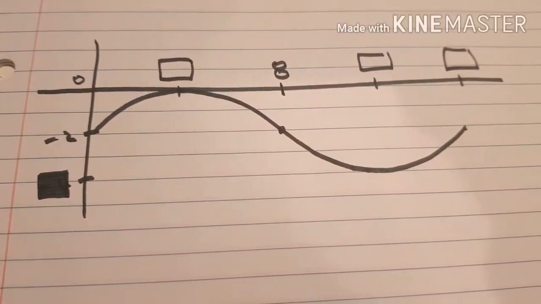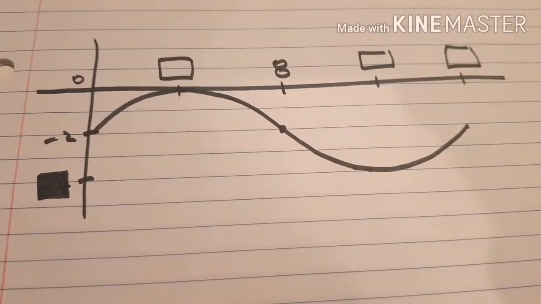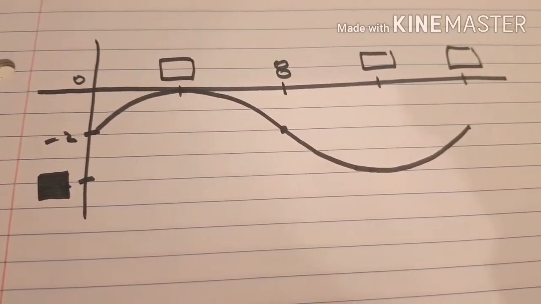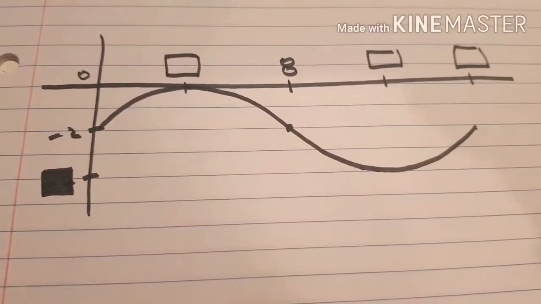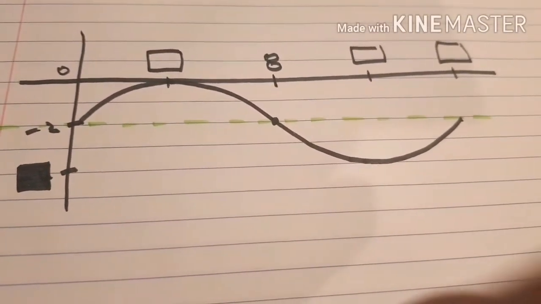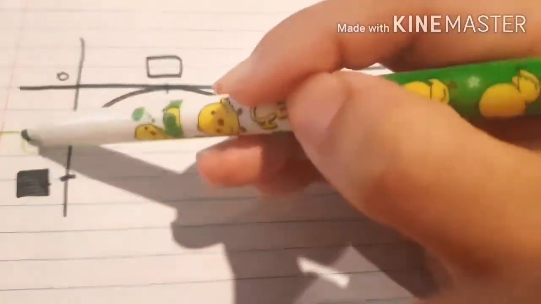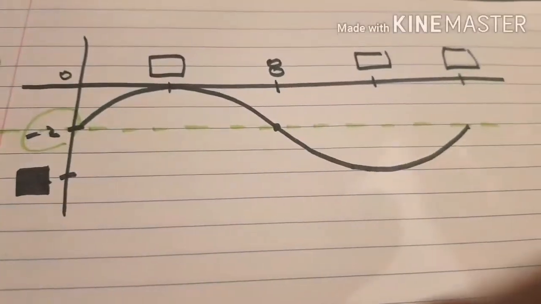Yep, this is a trig function, so you need to draw a midline first. Always, with a trig function, you need to draw a midline. Okay, there you go. There's my midline. So my C is at -2, as you would know.